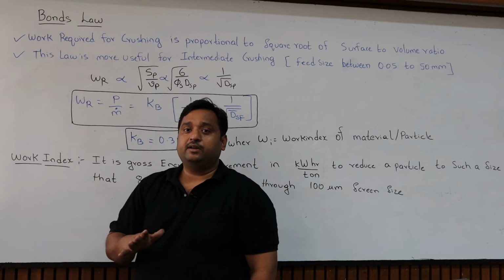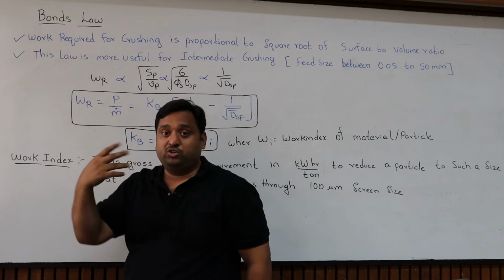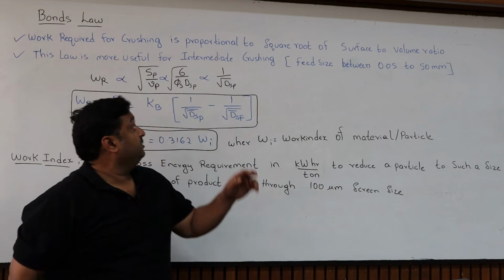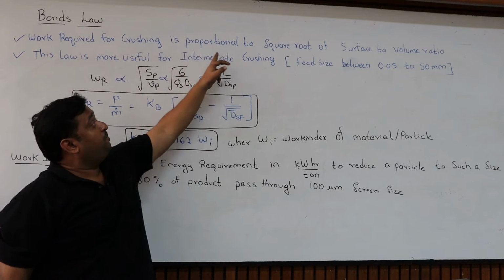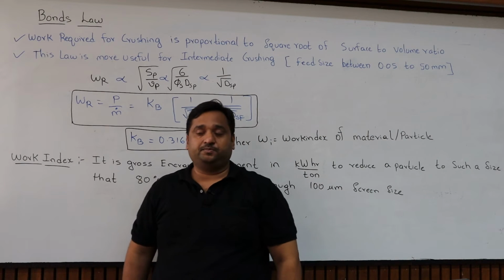The third one is Bond's law. What is Bond's law based upon? The work required for crushing or size reduction is proportional to the square root of the surface to volume ratio of the product.